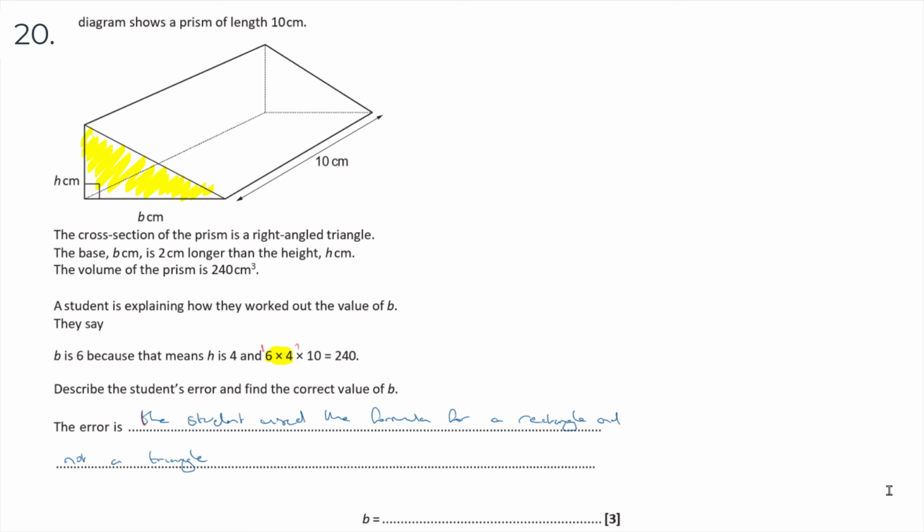So if the area of the triangle is equal to half base height, and then that is equal to 240 divided by 10, because we know that the volume is 240, and so the area is going to be 240 divided by that length then, isn't it? So that gives me 24. So half base times height is 24. So that means my base times my height is equal to 48 and not 24.